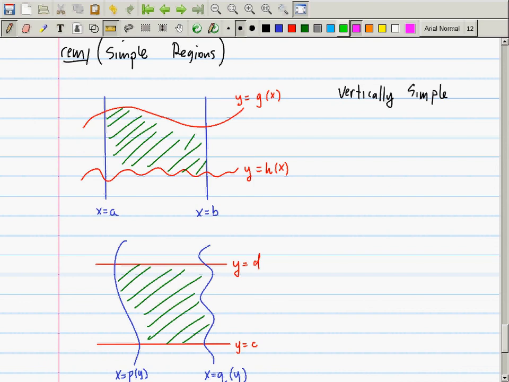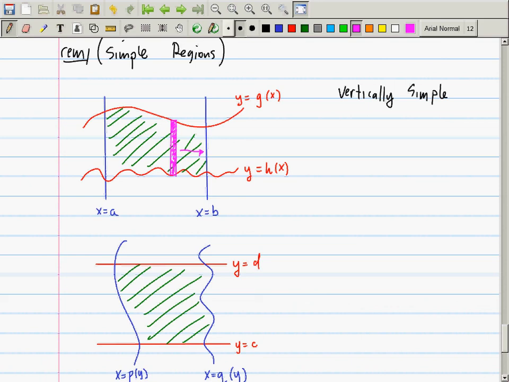Let's see, pink will be all right. This kind of thing. Because if I take this rectangle and I move it side to side and keep it the appropriate height, then I can push it all the way to this thing, and it'll agree. I won't have to worry about it. Whereas I can't use horizontal rectangles to do the same thing because then they won't match up. So this is a vertical rectangle, so this is called vertically simple.